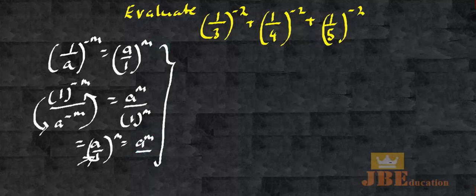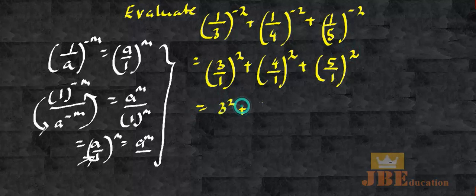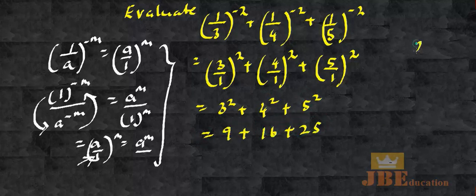So having known that information, I'm going to rewrite 1 over 3 raised to the power negative 2 as 3 divided by 1 raised to the power positive 2. 1 over 4 raised to the power negative 2, I'm going to rewrite as 4 divided by 1 raised to the power positive 2. 1 over 5 raised to the power negative 2, I'm going to write as 5 divided by 1 raised to the power 2. This is going to be 3 squared, 4 squared, and 5 squared. And 3 squared we know is 9, 4 squared is 16, 5 squared is 25. So 25 added with 16 is 41, added with 9, it gives me 50. So the solution is 50.